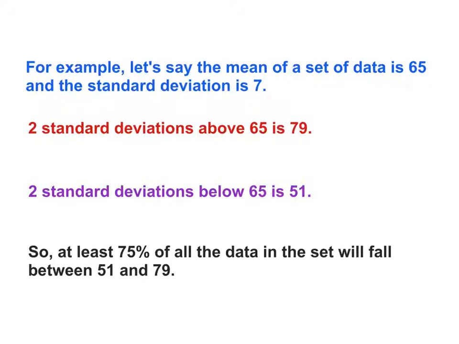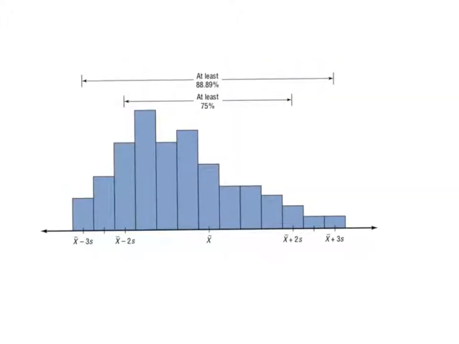Which means at most, 25% of the data lies less than 51 or greater than 79. So combined, the number of data values less than 51 and the number of data values greater than 79 can at most be 25% of the data. 75% of it needs to be in between there. So here's a visual. You can take a picture of this.